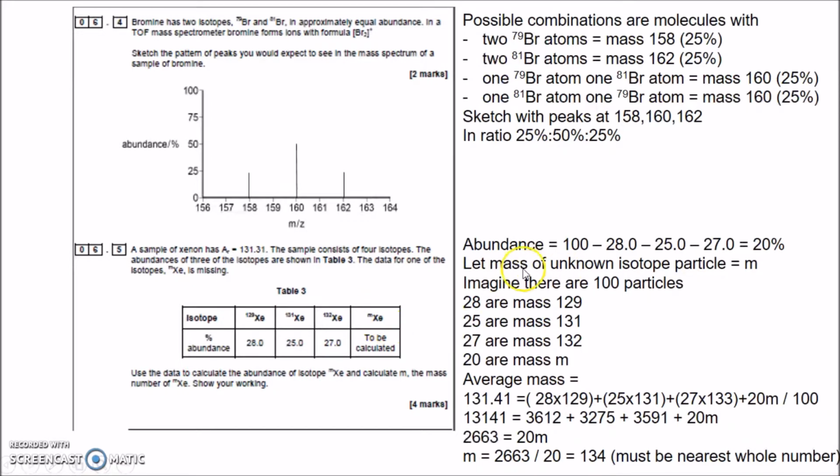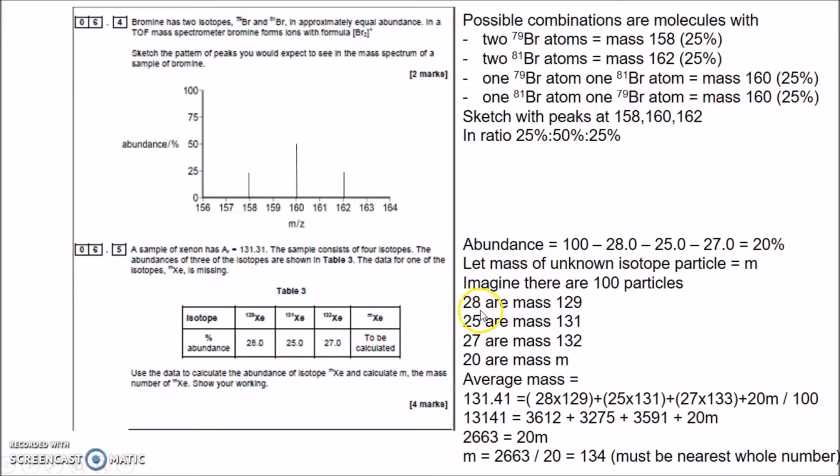Its mass number, I don't know, so let's give it the letter M. I'm imagining that I've got 100 particles. So what mass are 129 xenon? Well, I've got 28 out of the 100 particles. Out of 100%, or 100 particles, 28 of them have got a mass of 129.